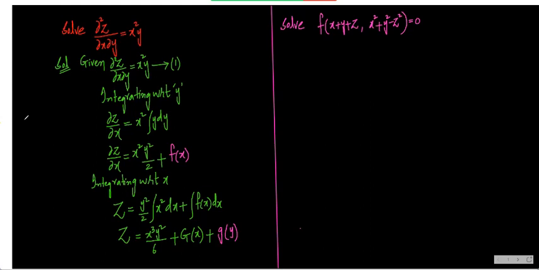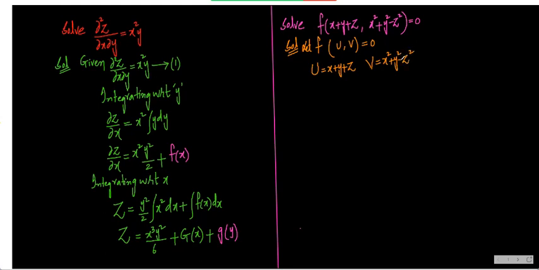Solution. It is of the form, let us assume that it is of the form f of u comma v is equal to 0. Then u is equal to x plus y plus z, and our v value is equal to x square plus y square minus z square.